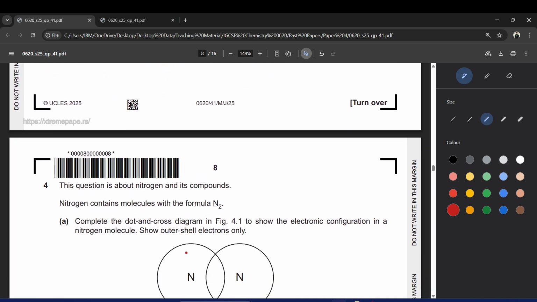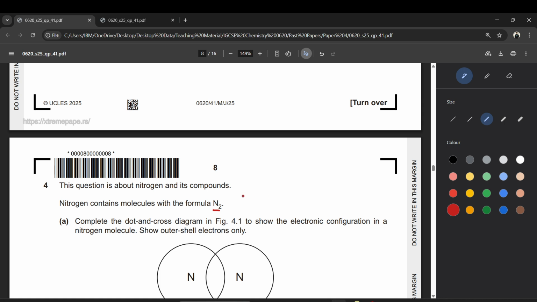Question number 4. This question is about nitrogen and its compounds. Nitrogen contains molecules with the formula N2. Complete the dot and cross diagram in figure 4.1 to show the electronic configuration in a nitrogen molecule. Show the outer shell electrons only. This is something that you must know from your study.